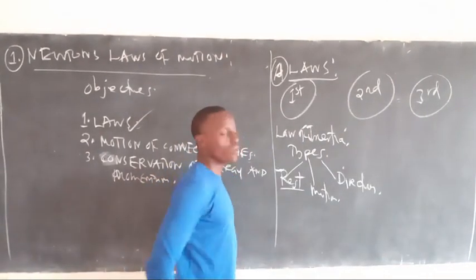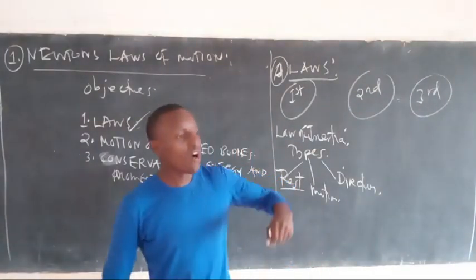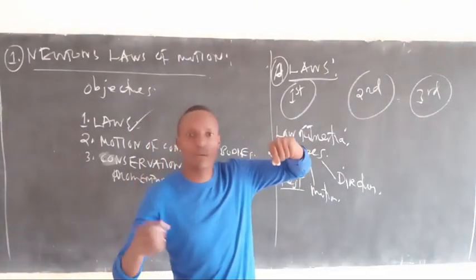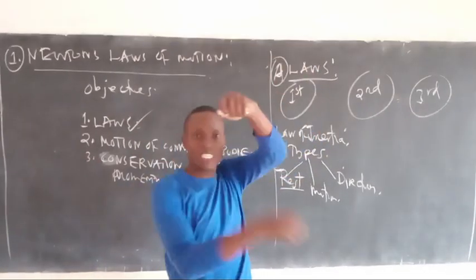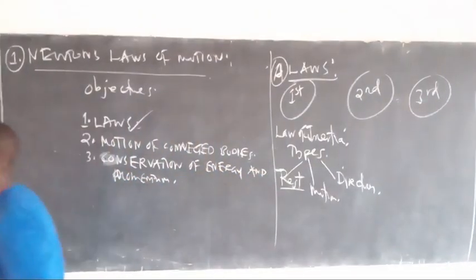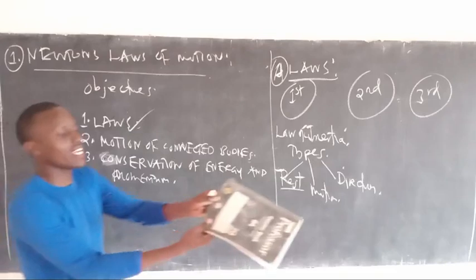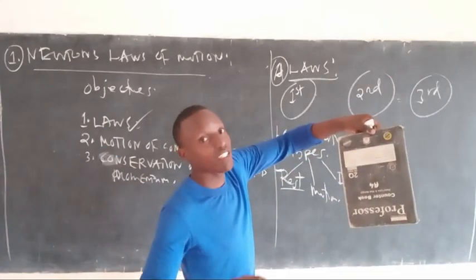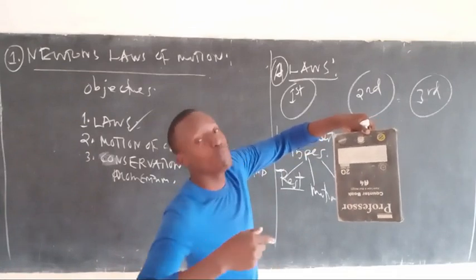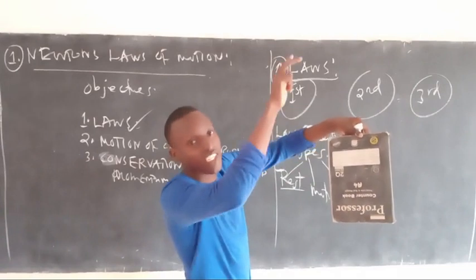For inertia of rest, one example is removing dust from a carpet. If you have a carpet with some dust and you want to remove the dust, you just beat the carpet. Let me take an example here. If this exercise book has some dust, and I want to remove it, I force the exercise book to move as fast as possible so that the dust will remain at rest and fall down.